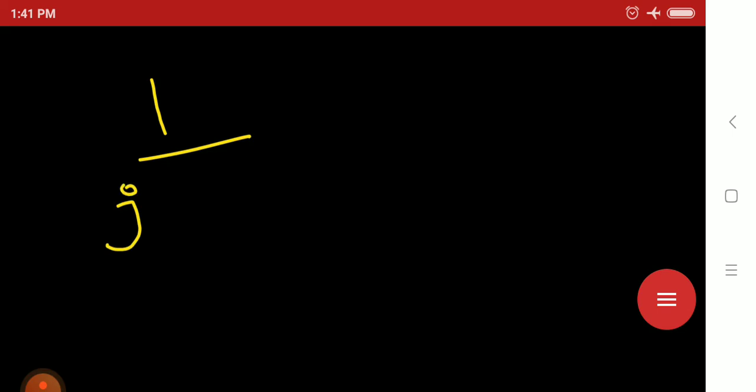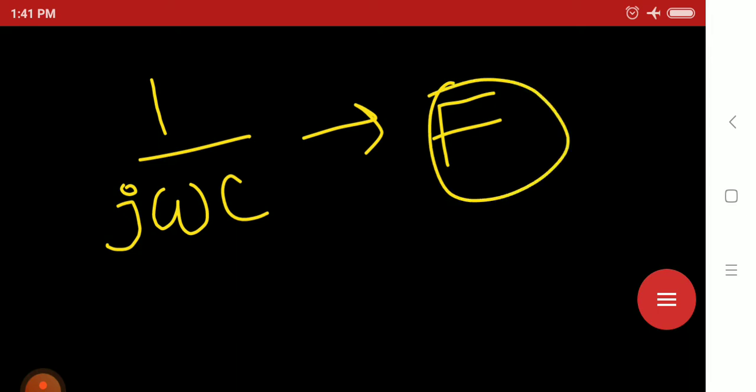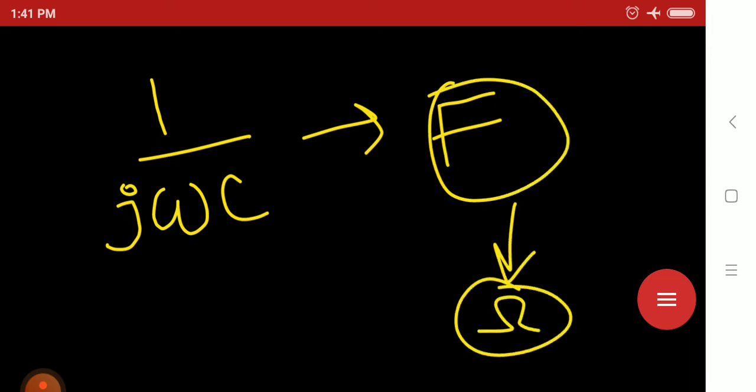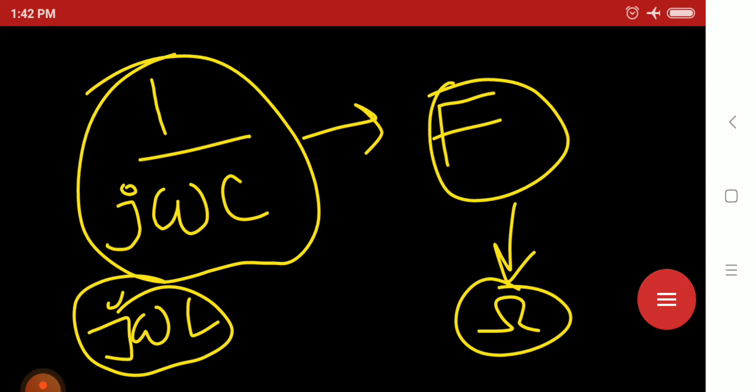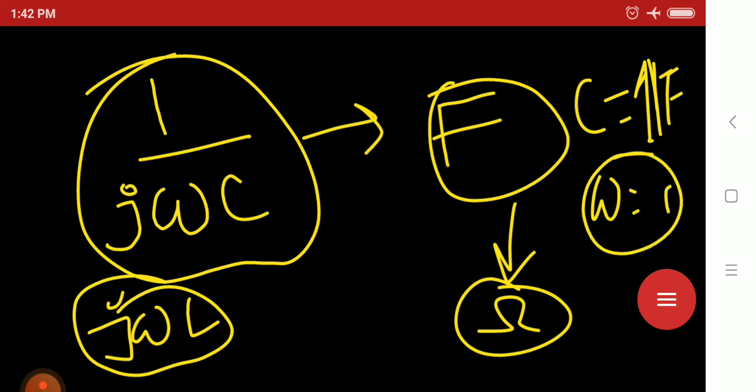1 by j omega c: if capacitance is given to you, 1 by j omega c is used to convert farad to ohm. If you are given inductance L, it is j omega L, which is used to convert inductance into ohm. But here capacitance is given, so 1 by j omega c is used. Now the capacitance here is 1 farad, and omega is also 1. We are assuming omega is 1.